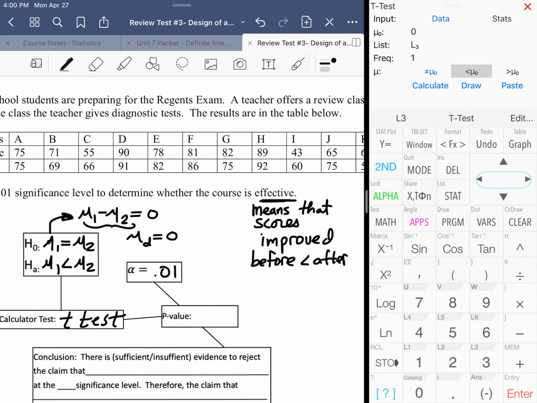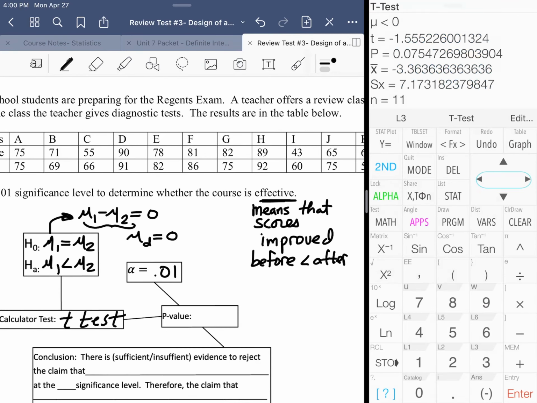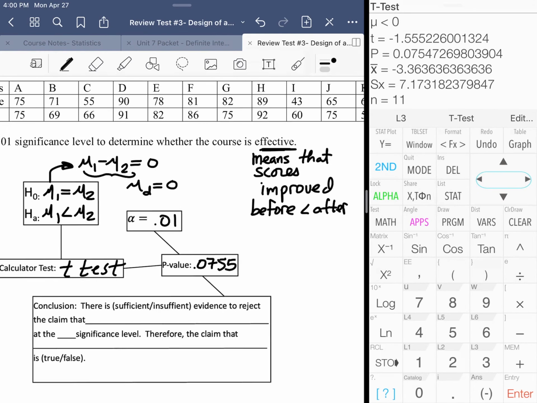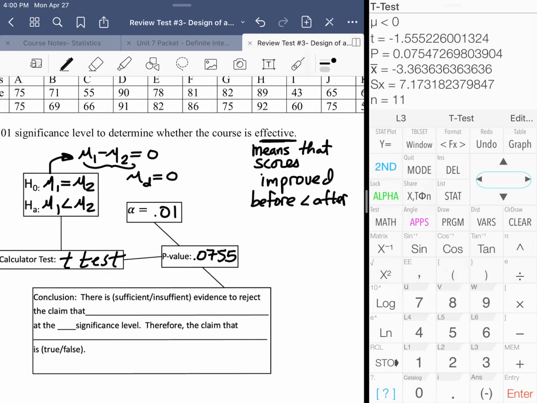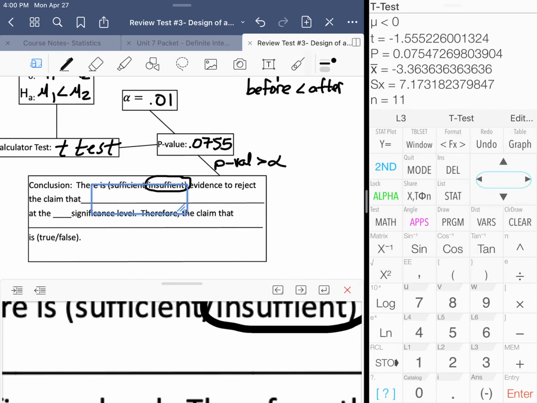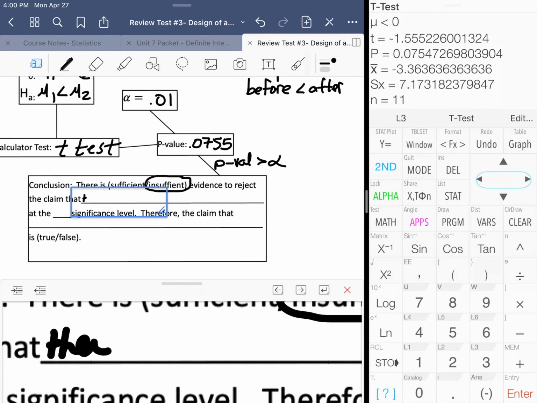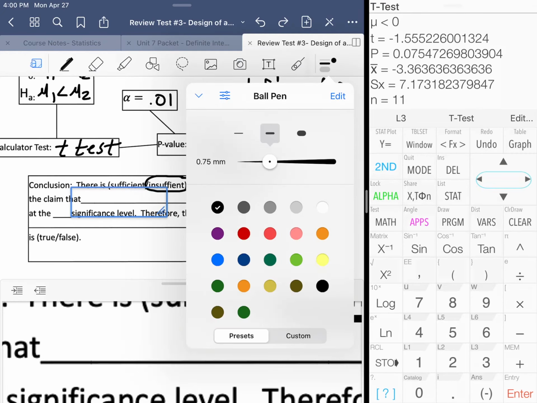Again, our data are stored in L3. The frequency values, you can just leave that at 1, and we want this to be a less than symbol. Calculate, and we get 0.0755. The alpha value is 0.01, so the p-value is greater than alpha. It's not less than alpha. That means that there's insufficient evidence to reject the claim that there is no difference in population mean score.